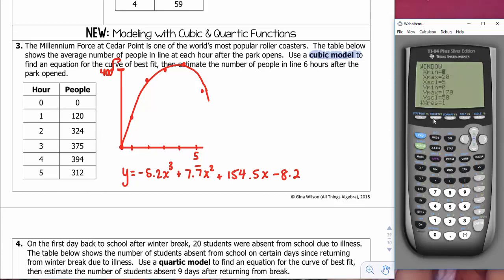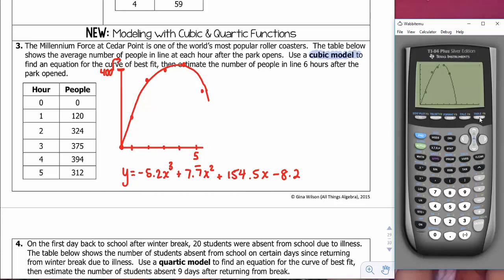So I'm going to go to my window. I'm going to go from 0, and let's go out to maybe 10. If you look at the question, they want to estimate the number of people in line 6 hours after, so you don't need to go to 10, but that just gives me some space to work with. I'll make my scale 1 since 10 isn't that big, so my little tick marks represent 1 unit. My y values, I'm going to go from 0, because I do have 0, 0 as a point, and go all the way up to 400, and that should fit everything. I think my y scale of 50 is still good, so I'm just going to keep that, and graph.